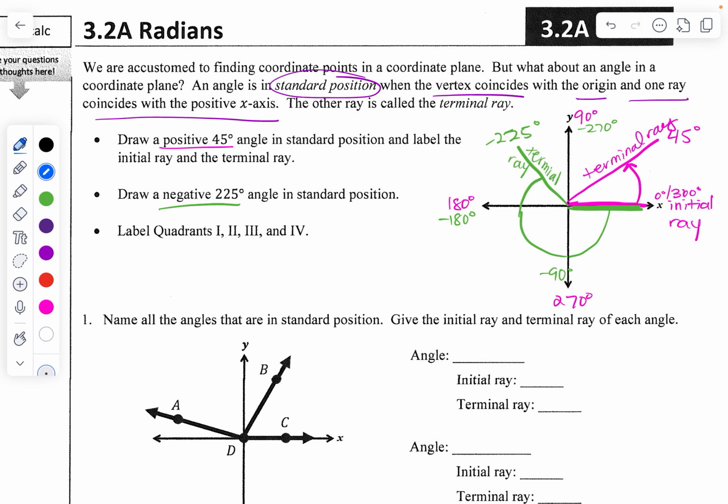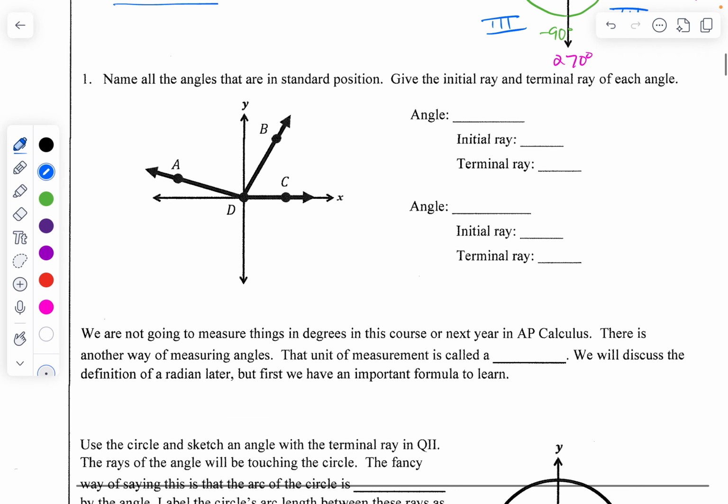Okay. And then it says label the quadrants 1, 2, 3, and 4. Remember, we started in the upper right-hand quadrant. We call this quadrant 1. And then we go counterclockwise from there. So here's 2, 3, and 4. Those are your quadrants.